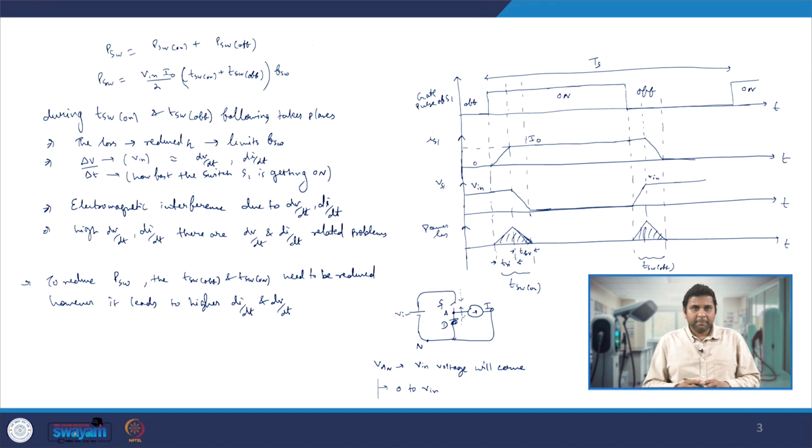So what we want to have: on one hand we want to go to high switching frequency such that the size of passives goes down.